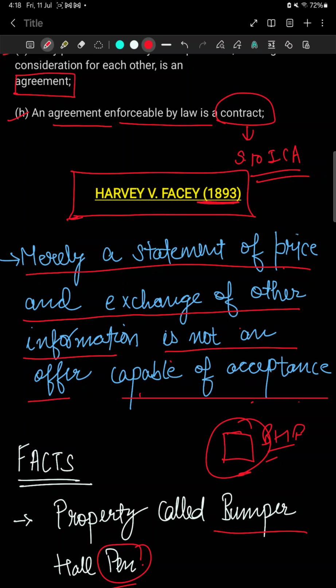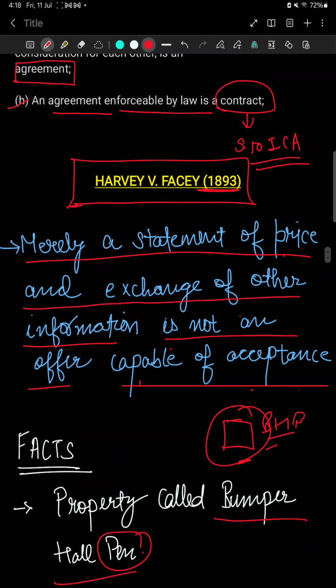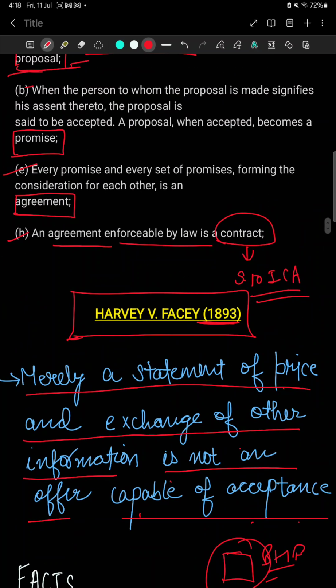That is not possible. And this is the legal point which came out of this case, that if there is only exchange of information between A and B, then that will not be considered as an offer on the face of it. There has to be intention to make an offer. There has to be a clear indication that the information being supplied is for the matter of forming a contract.